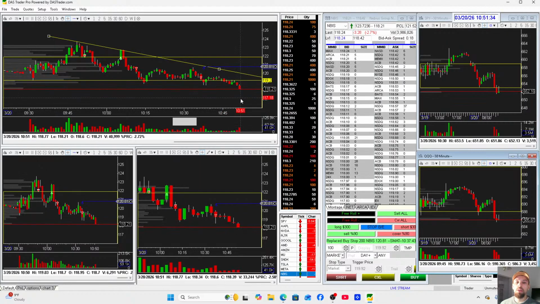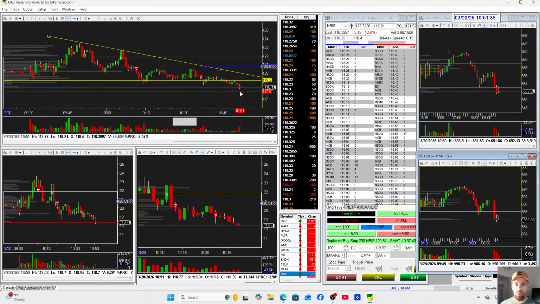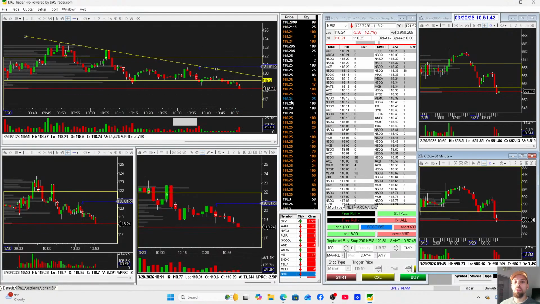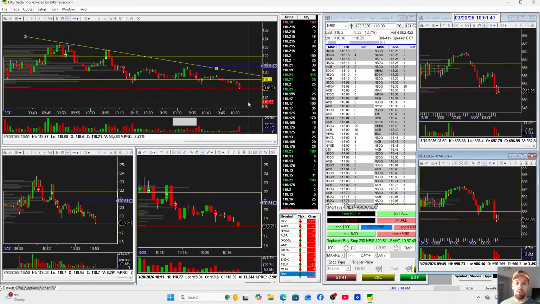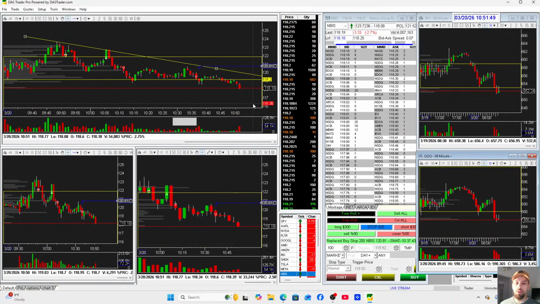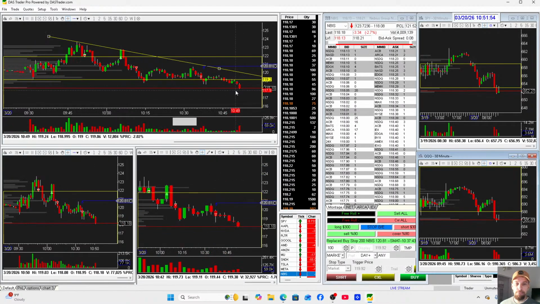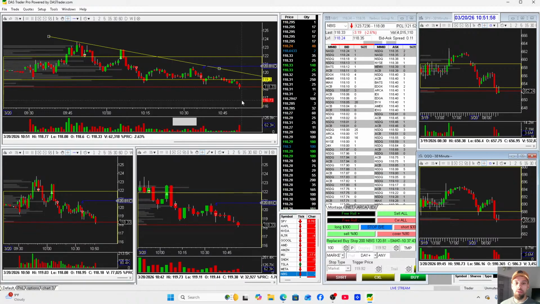Let's see. We're gonna get expansion from here. Volume's picking up, we squeeze through. Tape's looking good to me, SPY and QQQ are looking weak. So far this candle looks good. I think we might be making that leg down to the next level potentially.